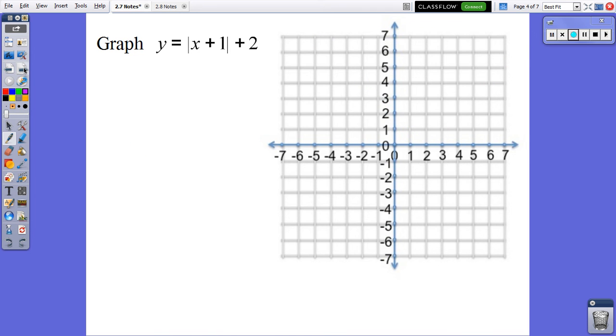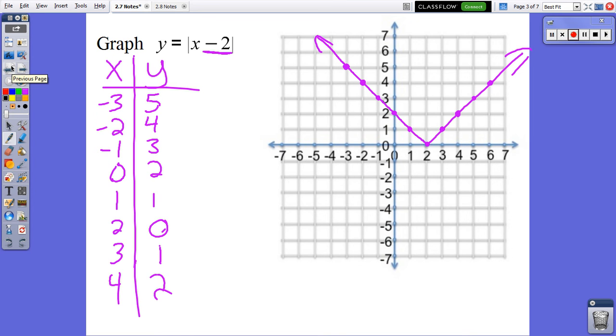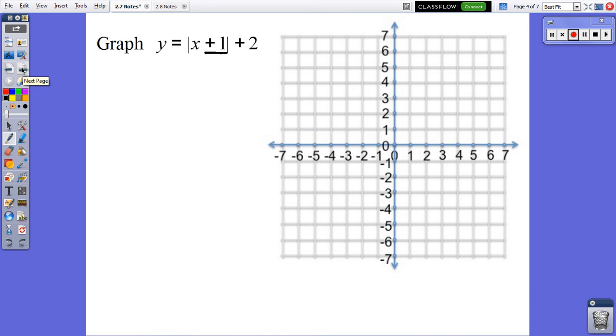Now let's look at doing them together. If we have both of these together, again, we could just make a table and graph, but let's see if we can figure this out. So this plus 1 is going to shift the graph either left or right. So we've got to figure out which way it's going to shift it. Well, remember in this one, if we have a minus 2, that shifts it to the right. So a plus 1 should shift it to the left, and that's what it's going to do.